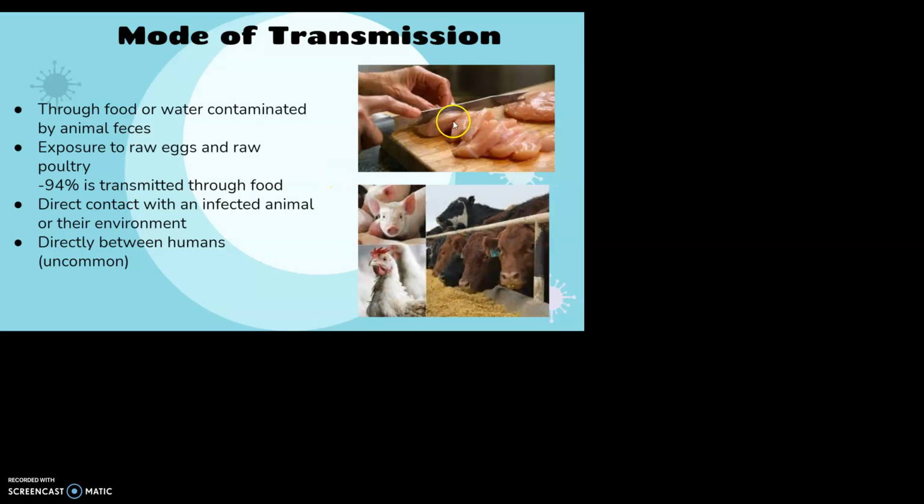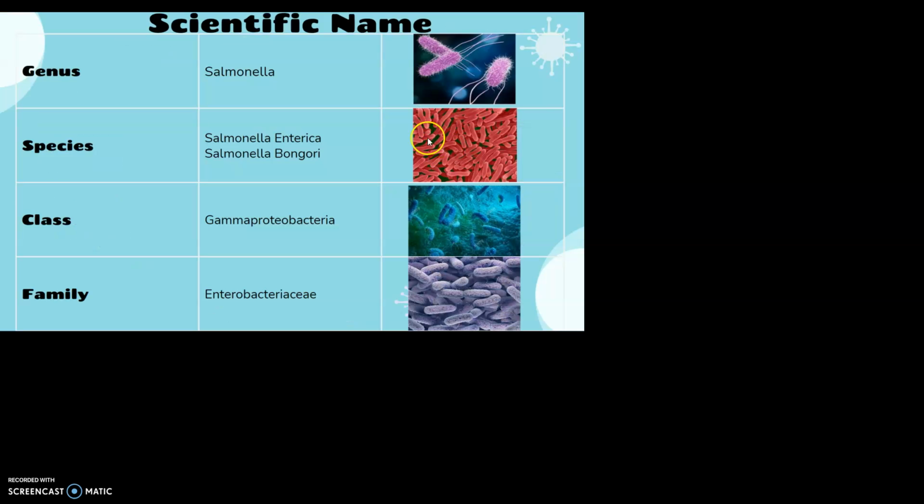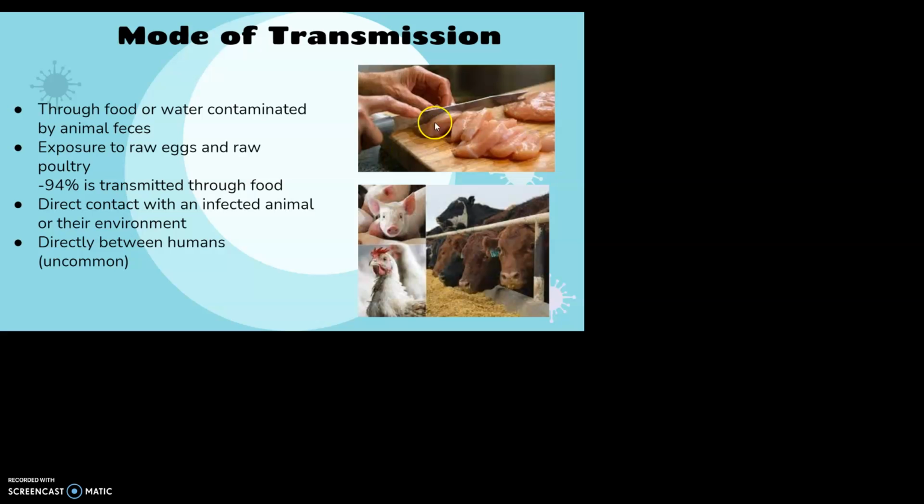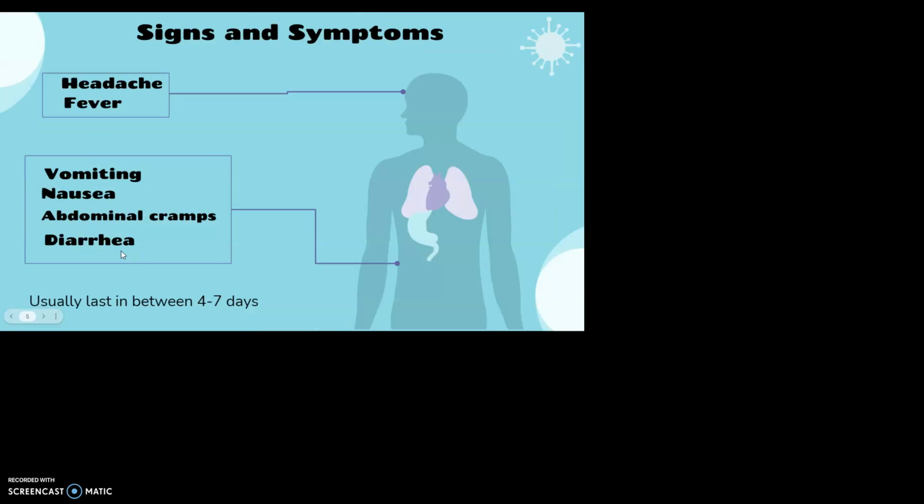For example, after we finish cutting up this chicken here, before we use this cutting board again or this knife, we would definitely need to make sure that we are cleaning it properly and not just using this dirty work surface to make our side, for example. It was found that about 94% of transmissions are through our food. So this is why it's really important to have a clean work surface and wash our hands properly after dealing with all these raw foods with all these contaminants. It is also common to get it through direct contact with an infected animal or the environment, such as different livestock animals, and it can happen directly between humans, although this is a pretty uncommon method.